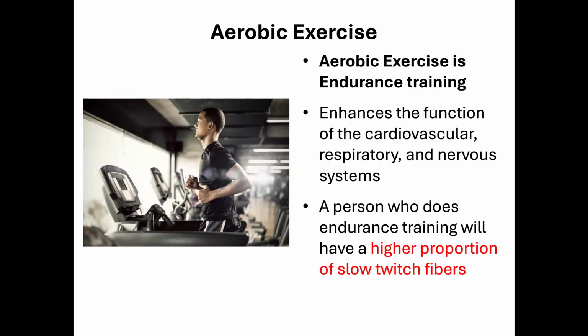What about aerobic exercises? In aerobic exercises, what you're doing more than muscle development is endurance training, right? You're not developing the muscles there. You are actually enhancing the function of the cardiovascular system, respiratory system, and the nervous system. That's what's happening there. And a person who does endurance training will have a high proportion of slow twitch fibers. So weightlifting is fast twitch. The aerobic exercise will be slow twitch. Does it make your heart bigger? Well, the cardiopulmonary system will become more efficient.